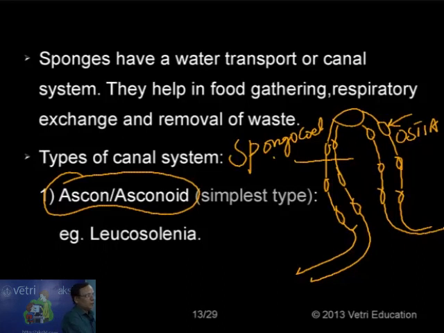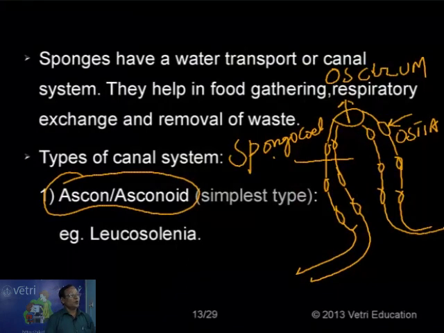Now there is a single body cavity called spongocoel. And for the exit of water there is only a single exit. This single exit is called the osculum. So again, normally we have the passage of water from outside through the ostia, then the spongocoel, and then the osculum.